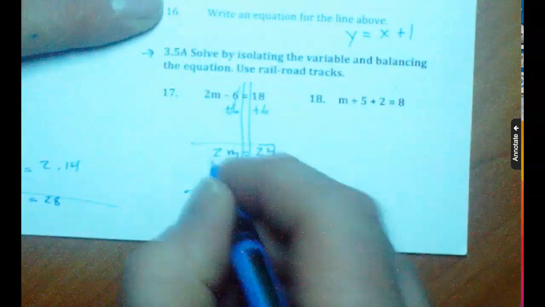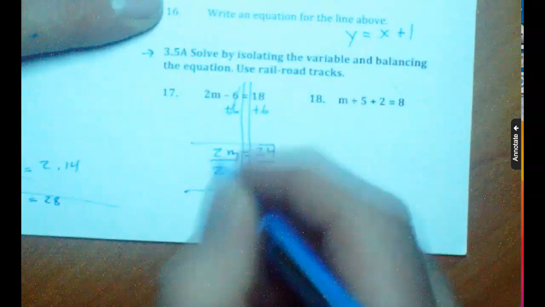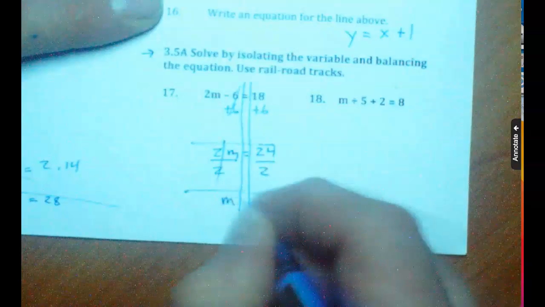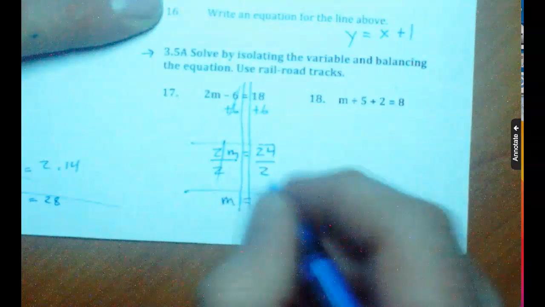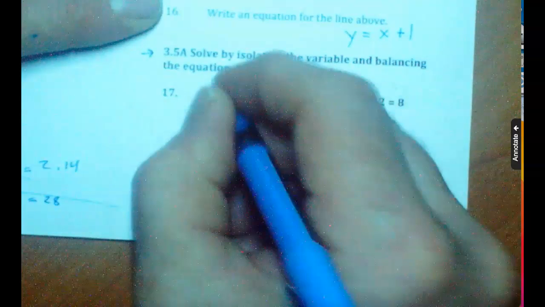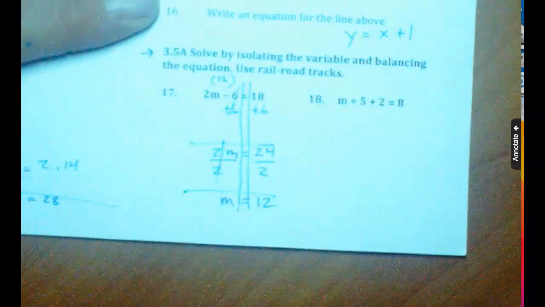So now I'm going to get rid of 2 times m by dividing by 2. We'll use the fraction bar, not the division sign. 2 divided by 2 is nothing, or 1, just 1m, or just m, they cross off. And you got 24 divided by 2, which is 12. And you can pop it in up there if you want, just to see if it works. 2 times 12 is 24, minus 6 is 18.